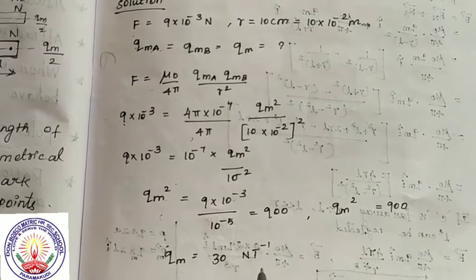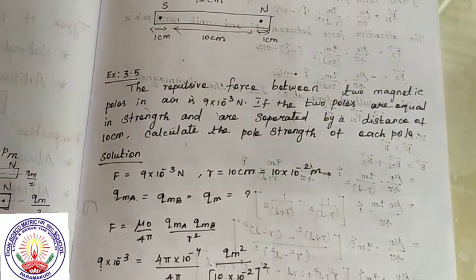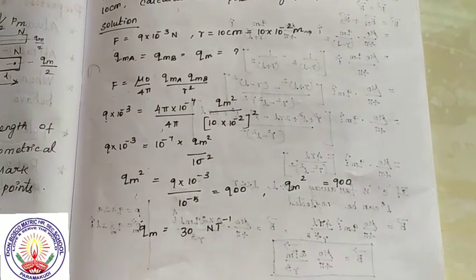Is it clear? Yes. This is the important problem. Example 3.5 is the important problem.